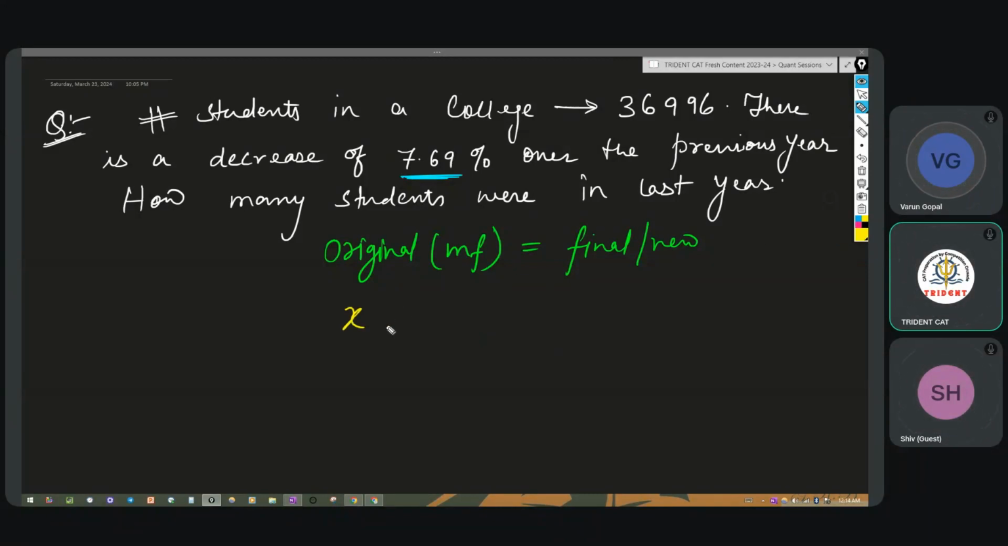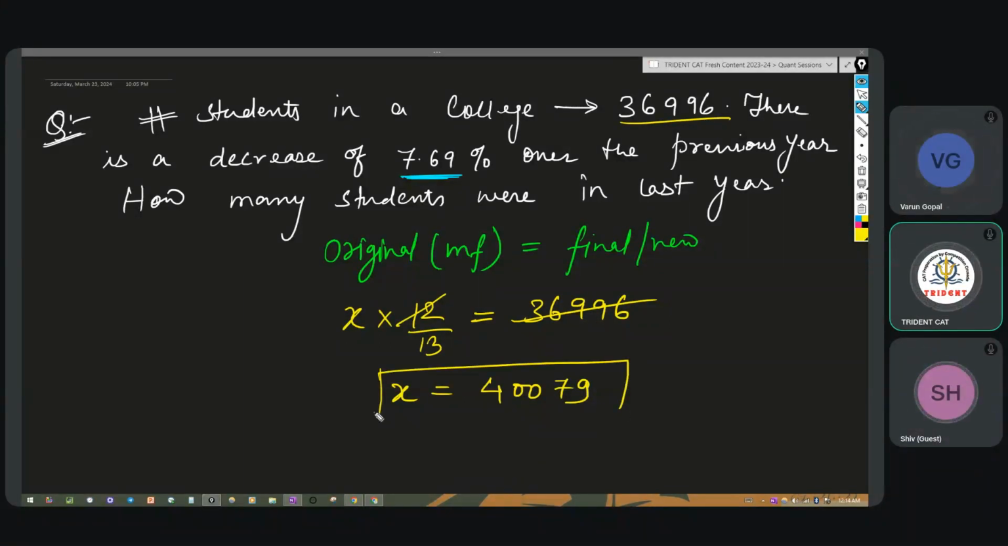Basically, x into what is the percentage decrement? That is 1 minus 1 by 13. 7.69 is 1 by 13, na, guys. So that is going to be 12 by 13. This is the decrement that happened over last year. Current year's number, the final number they have given, is 36996. This will go by 12. It has to go by 12. And I am just going by what Shiv said, 40079.